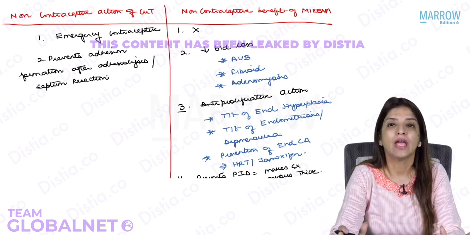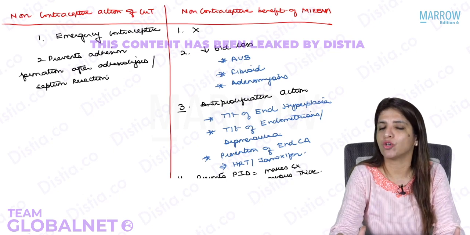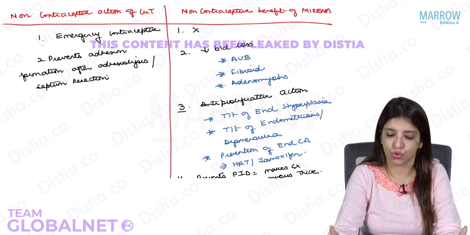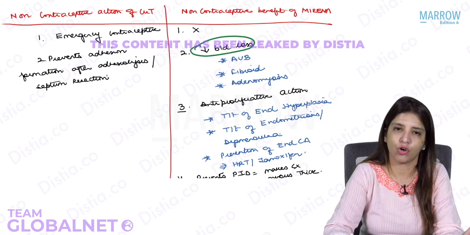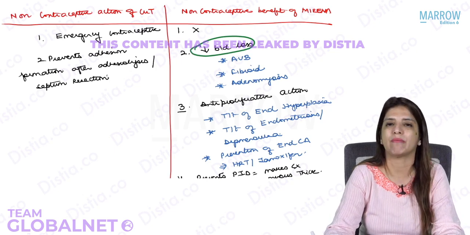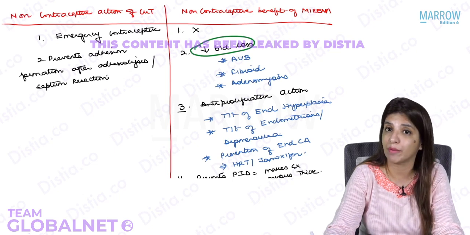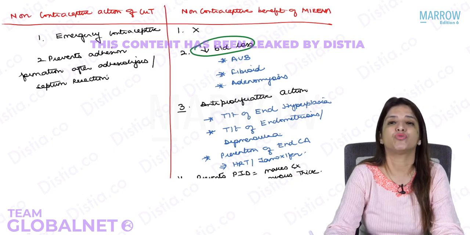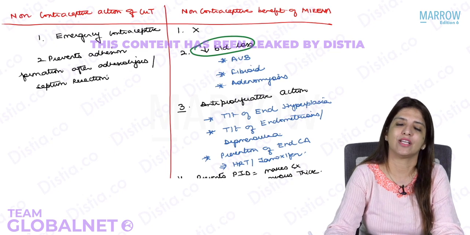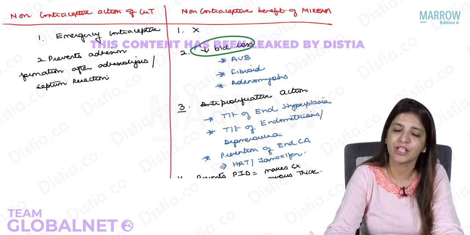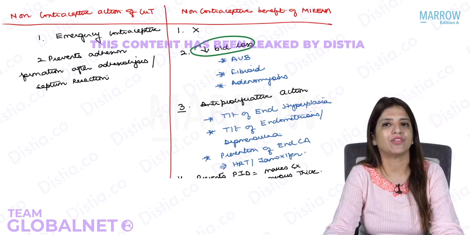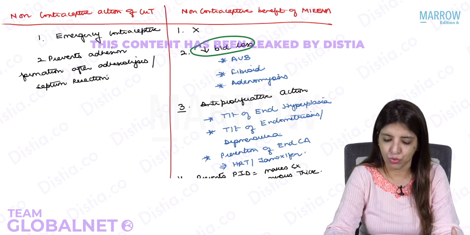For example, a set of non-contraceptive benefits is related to its effect of decreasing blood loss. So definitely Mirena can be used in management of abnormal uterine bleeding. It can be used for management of fibroid bleeding. It can be used for management of menorrhagia in case of adenomyosis. Right? So in all these cases, wherever there is excessive blood loss, you can use Mirena.